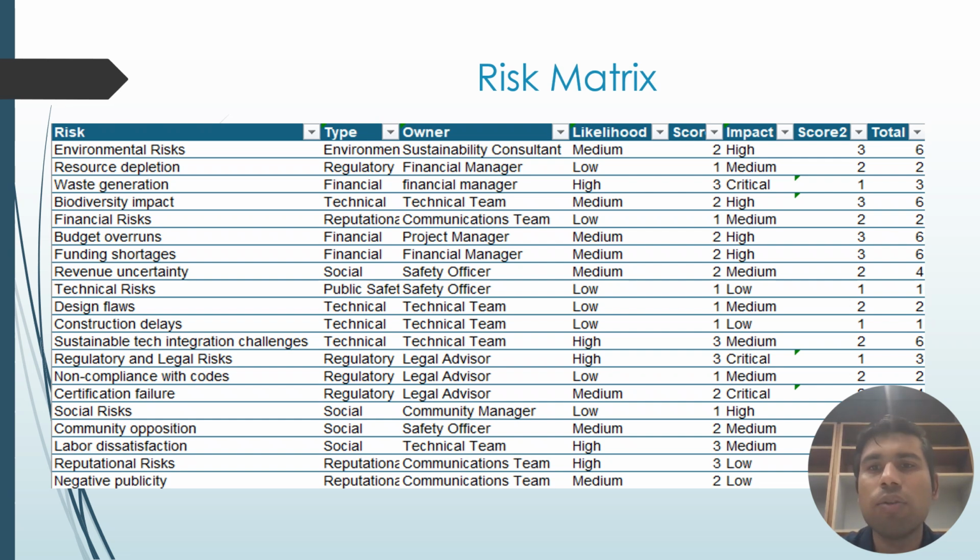Lower likelihood risks, including minor design issues or reputational concerns, still need structured responses to prevent escalation. This framework helps to prioritize the mitigation actions, clarifies the accountability, and supports continuous risk review. By mapping risk early, the project can anticipate challenges and maintain stability across the technical, financial, and social areas. And now I am moving forward to my next slide.